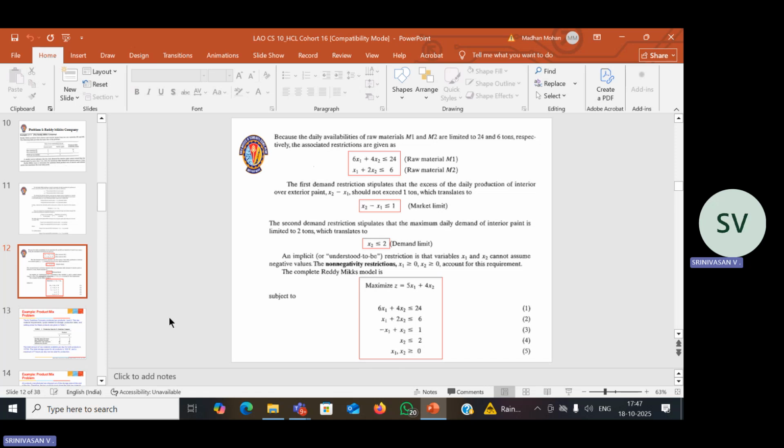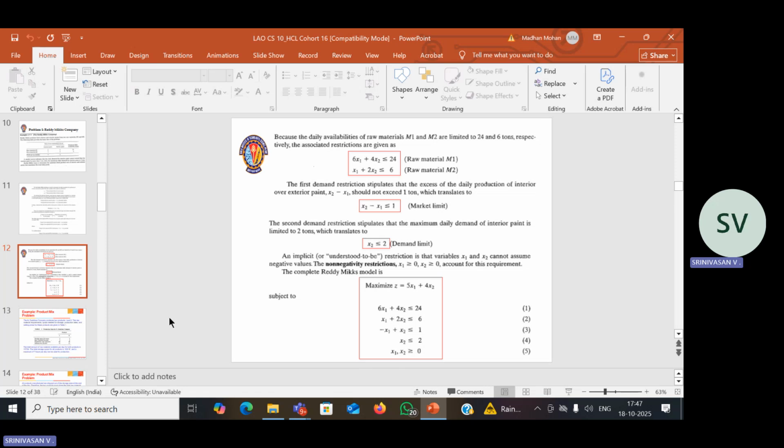So you have now 4 other constraints. What are they? 6x1 plus 4x2 less than or equal to 24. x1 plus 2x2 less than or equal to 6. Suppose you want to write in that order: minus x1 plus x2 less than or equal to 1, and x2 less than or equal to 2. x1, x2 greater than or equal to 0. The original objective function: maximize z equal to 5x1 plus 4x2. So this is exactly the formulation of the ready mix problem.